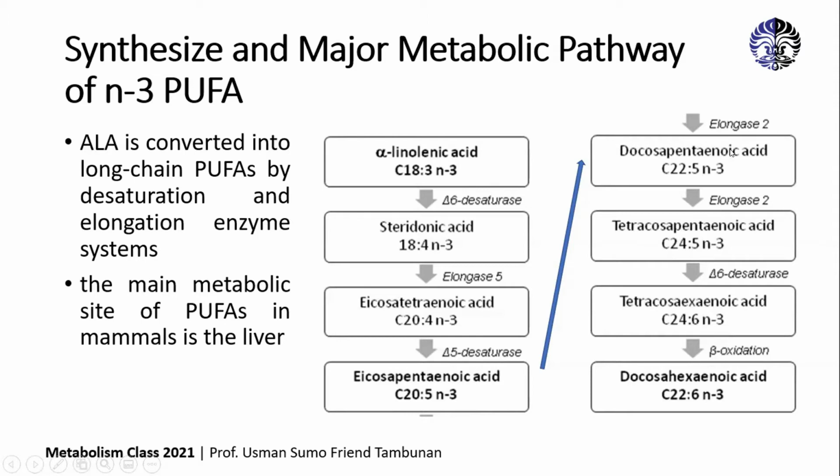It will be elongated again with elongase 2 to become docosapentaenoic acid, or DPA, and elongated again with elongase 2 to become tetracosapentaenoic acid, and desaturated with delta-6 desaturase to become tetracosahexaenoic acid, and it will be oxidized with beta oxidation to become docosahexaenoic acid, or DHA.